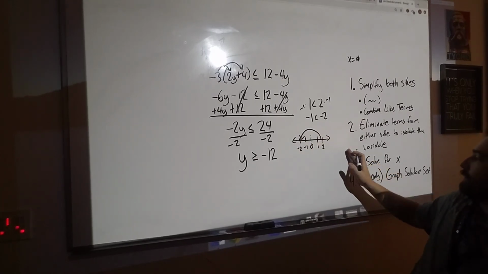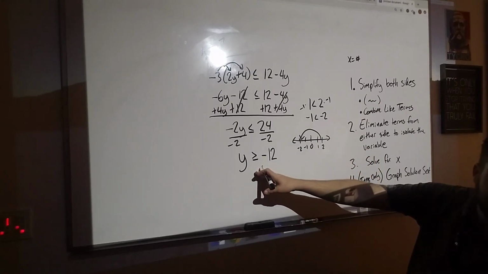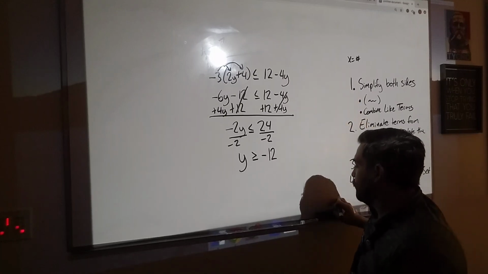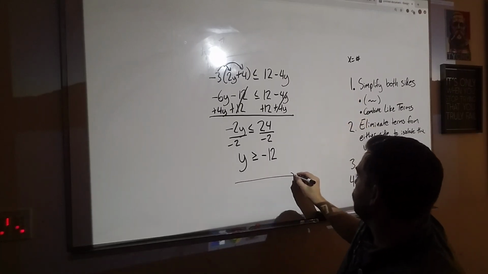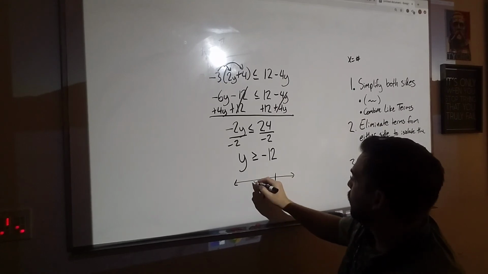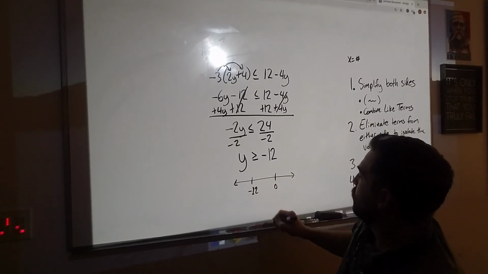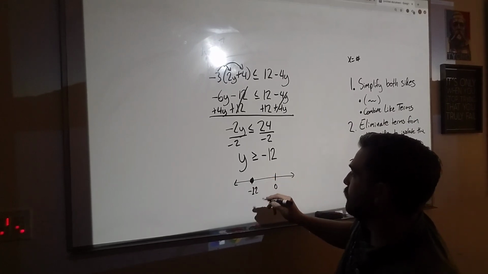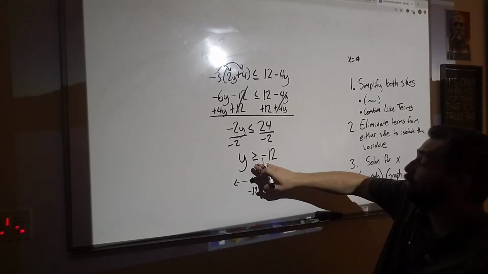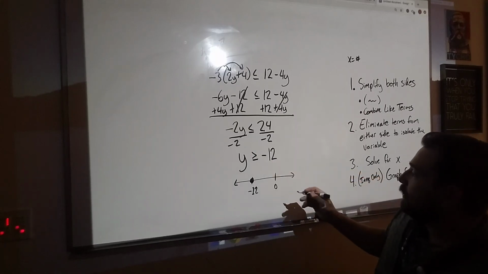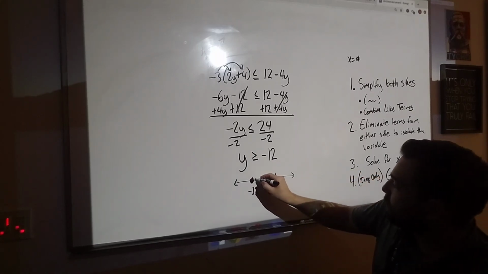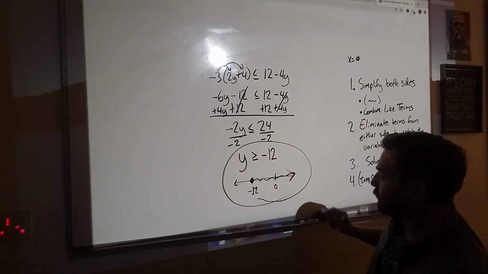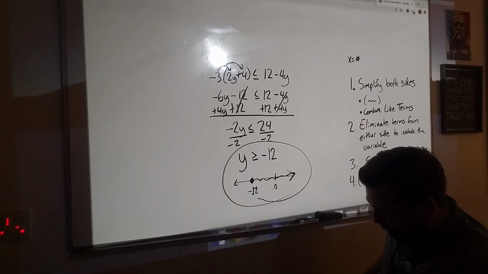Numbers that are further to the right end up further to the left when you multiply by a negative, so you got to swap that sign. Now the way we would graph this again, I would just do a number line with 0 and negative 12 on it. Greater than or equal, so negative 12 would actually be a solution to this because negative 12 is greater than or equal to negative 12. And then numbers that are greater than negative 12 would be to the right. So that would be your answer and the graph for your solution set.